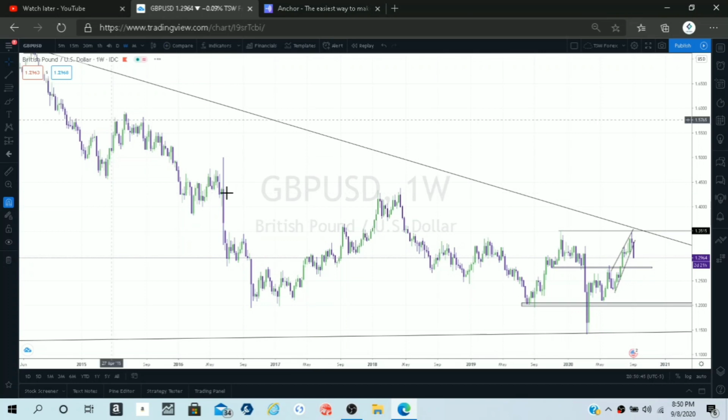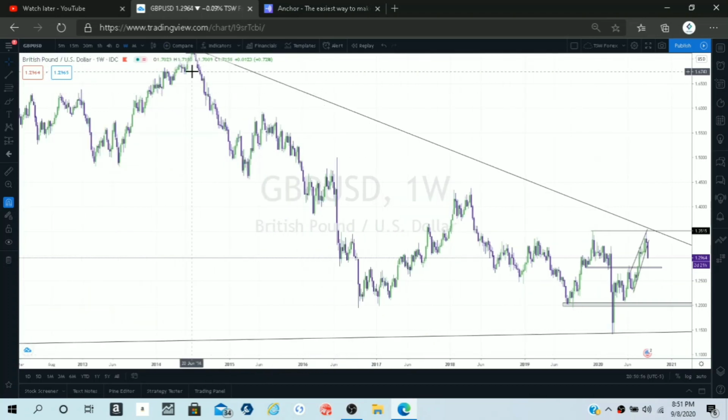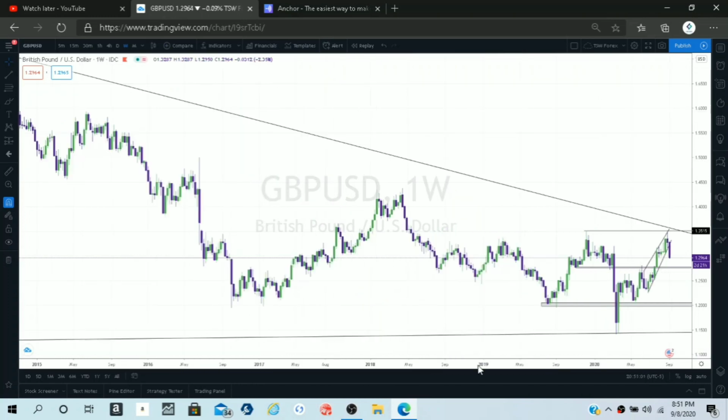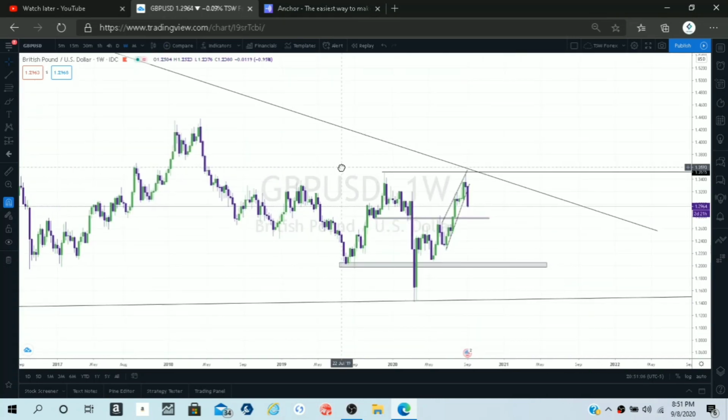So we see this descending structure. Price has been dropping on the GBP for the last several years. After the peak in about 2014, we started seeing massive drops. That has a lot to do with Brexit and all of the GBP news that has been dropping uncertainty in the market. So we had that low, which we got this year in March.